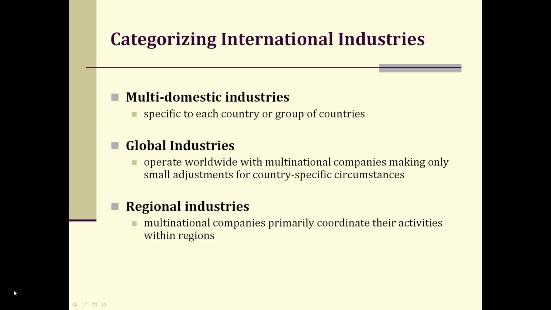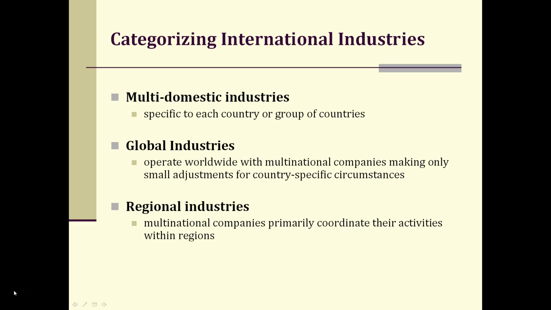Multi-domestic industries are specific to each country or group of countries. This type of international industry is a collection of essentially domestic industries such as retailing and insurance. Global industries, in contrast, operate worldwide with MNCs making only small adjustments for country-specific circumstances. Regional industries are those in which the MNCs primarily coordinate their activities within regions such as Americas or Asia.